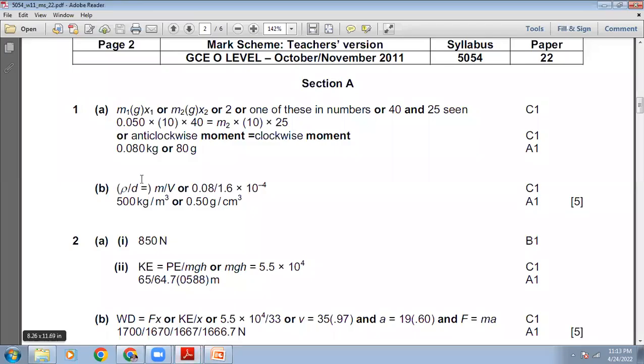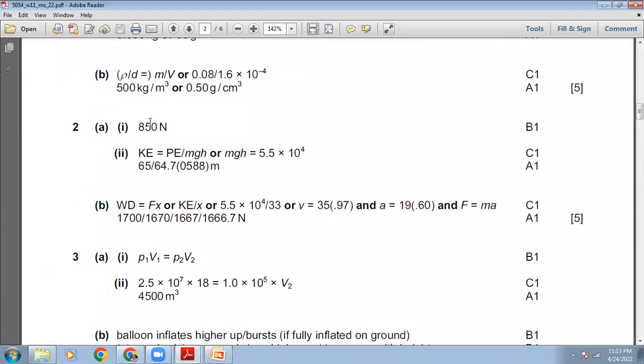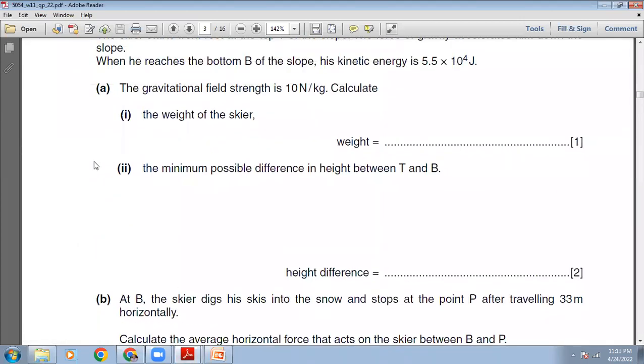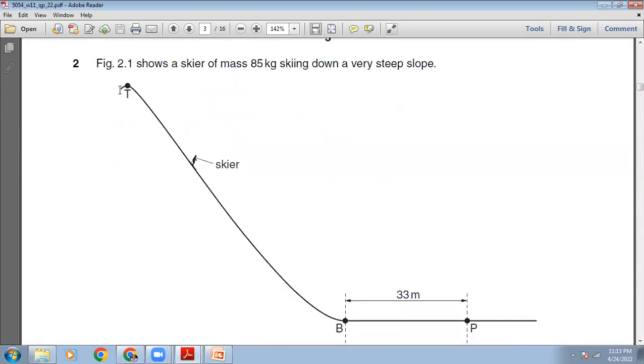So let's have a look at the marking scheme. 850 newtons is the right answer. Okay, so then, the minimum possible difference in height between the T and the B. So T and B, the minimum height is this one. We're talking about the vertical height.